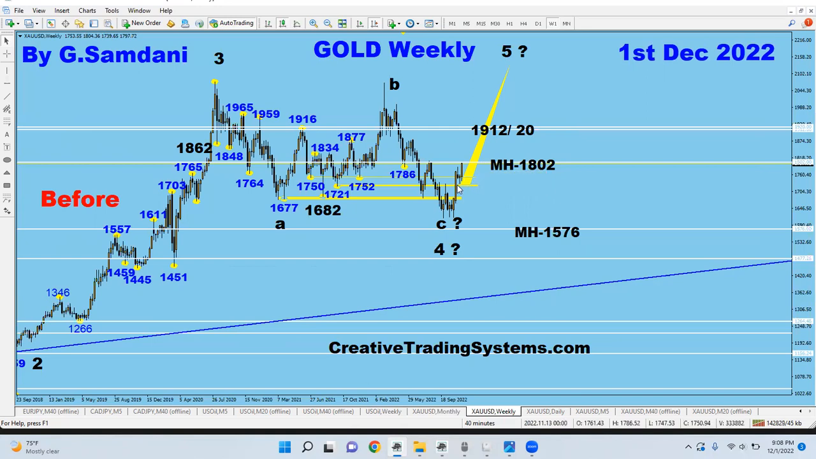Now if it is a correction to this, then it would be A, then come down B, and then go to C, maybe in this area, 1912, 1920. But if not, then 1802 is probably going to hold, and we're going to drop maybe back to 1721 or even all the way to 1677 for wave 2. Let's say this is wave 1, this is wave 2, followed by wave 3, and then 4, and then 5, and that could be wave 1, then wave 2, then wave 3 and 4.